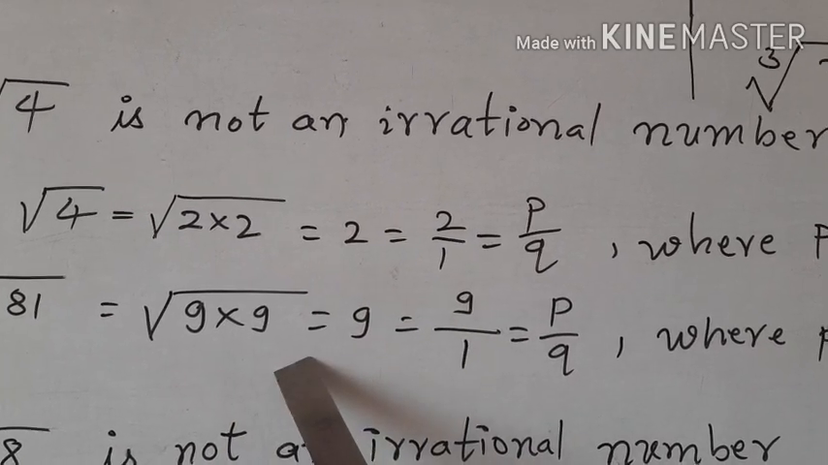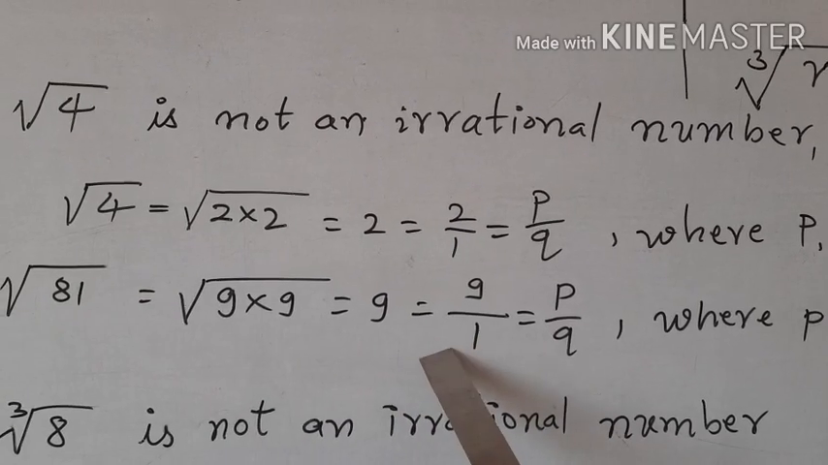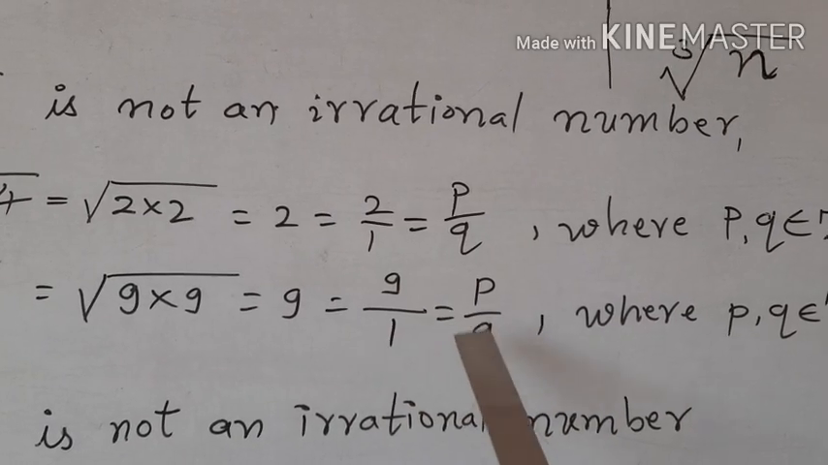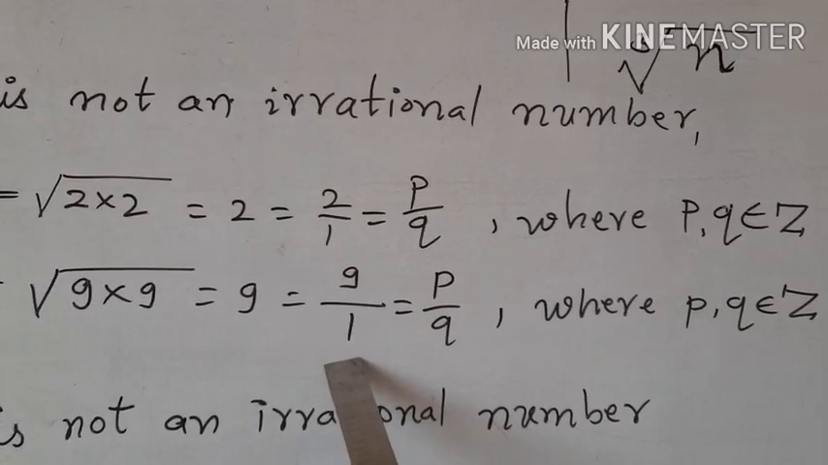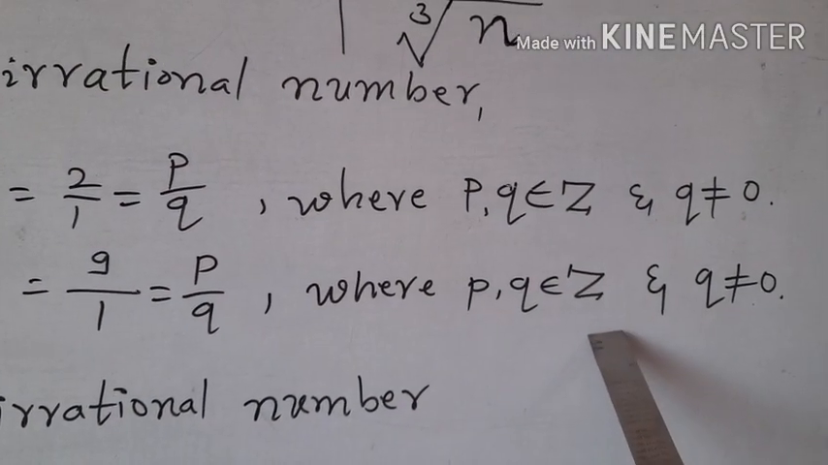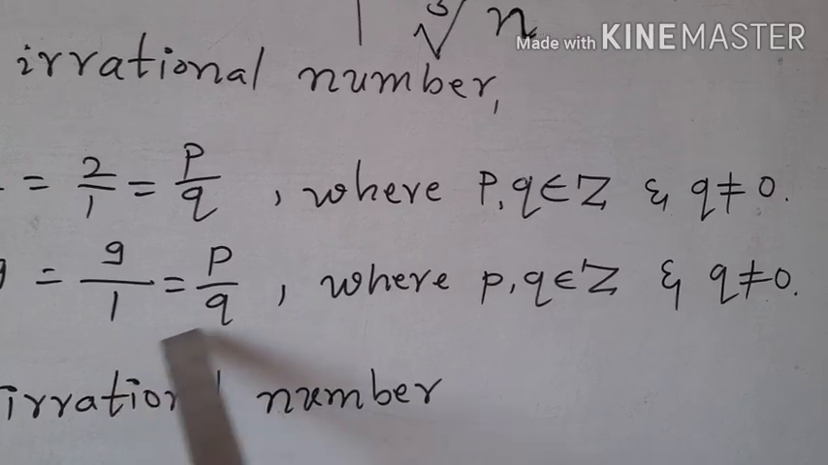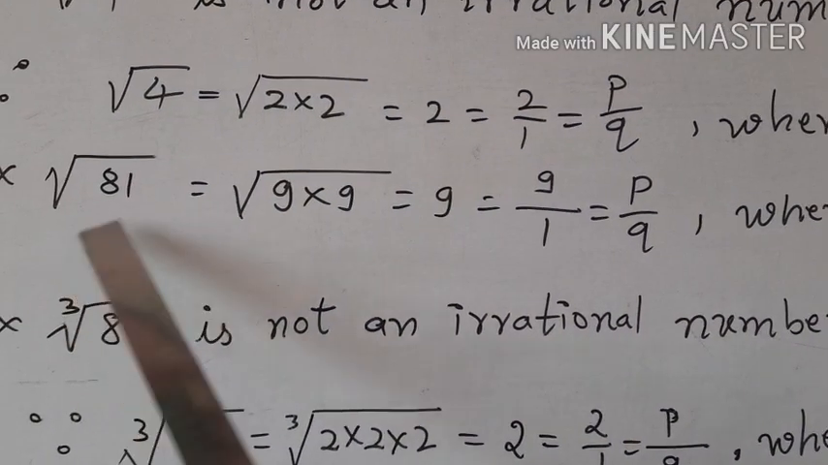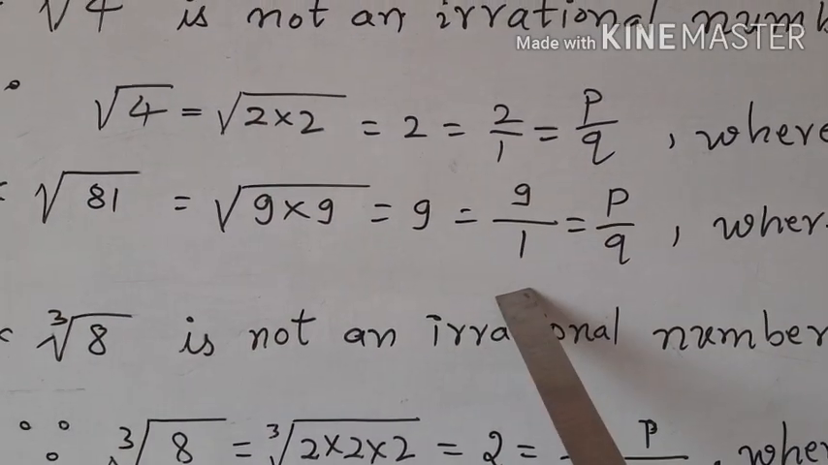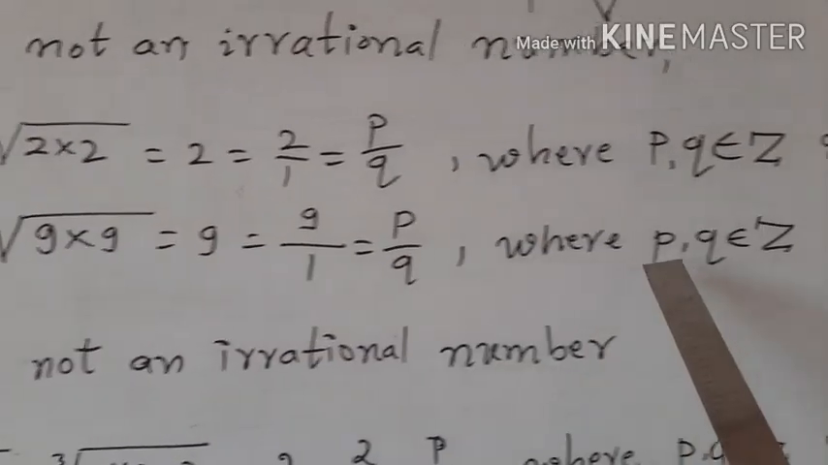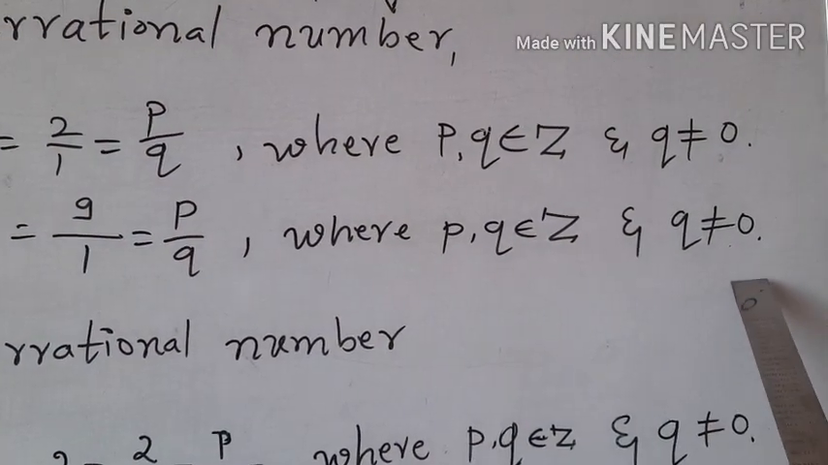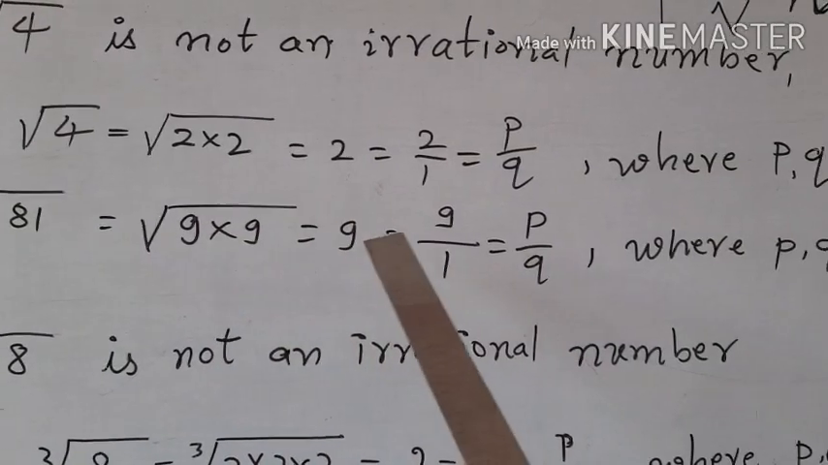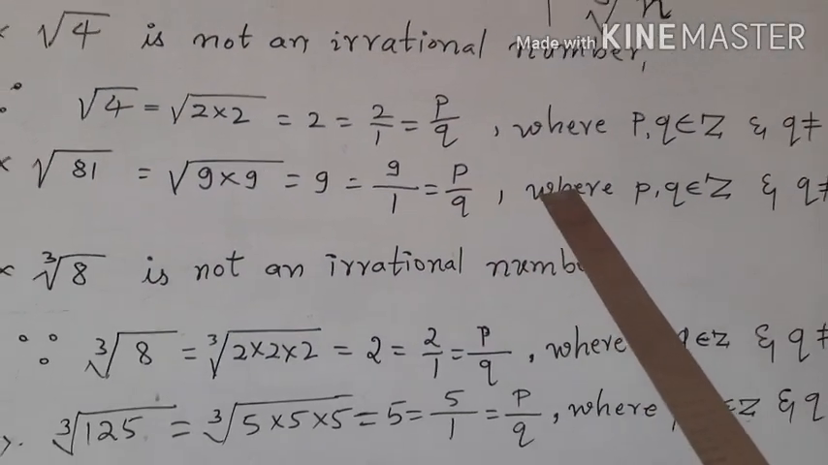Now square root of 9 into 9 becomes equal to 9. This 9 can be written as 9 upon 1 and is equal to p upon q. Here p is equal to 9, which is an integer, q is equal to 1, which is an integer. Therefore p and q belong to Z and q is equal to 1, which is not equal to 0. That is why, children, square root of 81 is equal to 9, 9 is equal to 9 by 1 and it is in the form of p by q, where p and q belong to Z and q is not equal to 0. Therefore we can say square root of 81 is not an irrational number, it is a rational number.